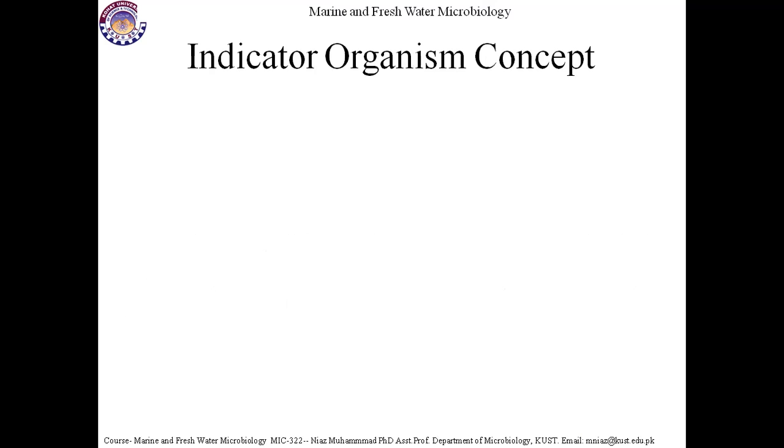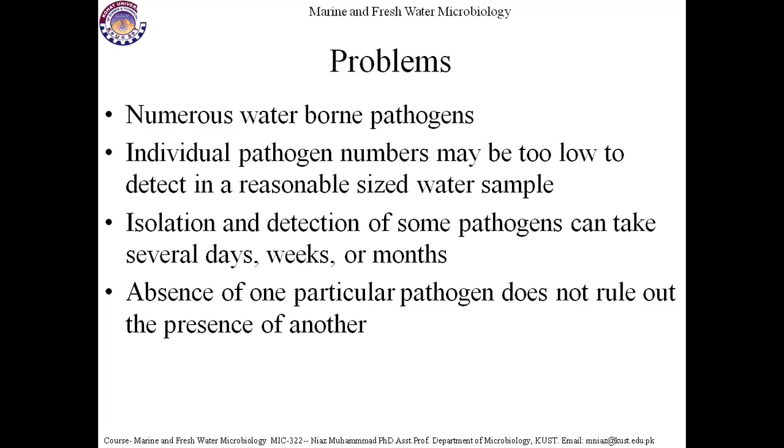So to solve this issue, keeping all these problems in mind: pathogens are numerous. An individual pathogen may be at low number and cannot be detected in a reasonable size of sample. Isolation, identification, and detection of every pathogen is not possible because some take too long, and absence of one microorganism cannot rule out that others are also not present. These are expensive and very costly, and no organization, no laboratory, no individual can afford all these things.